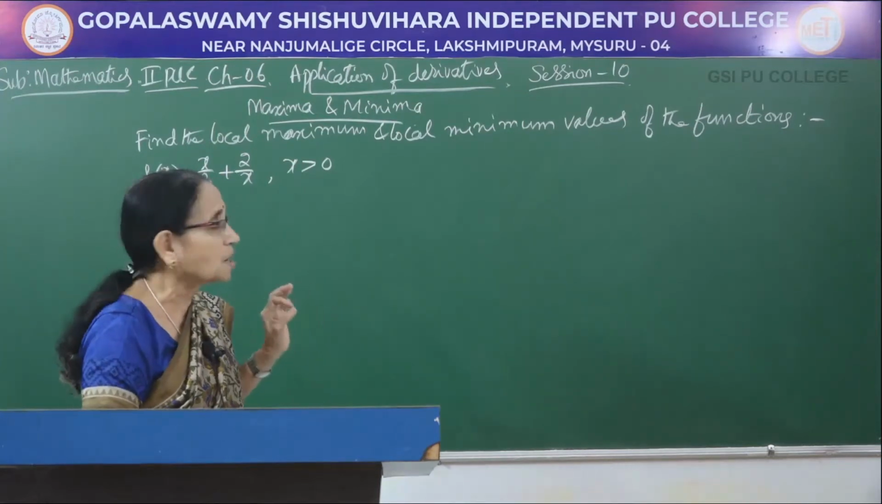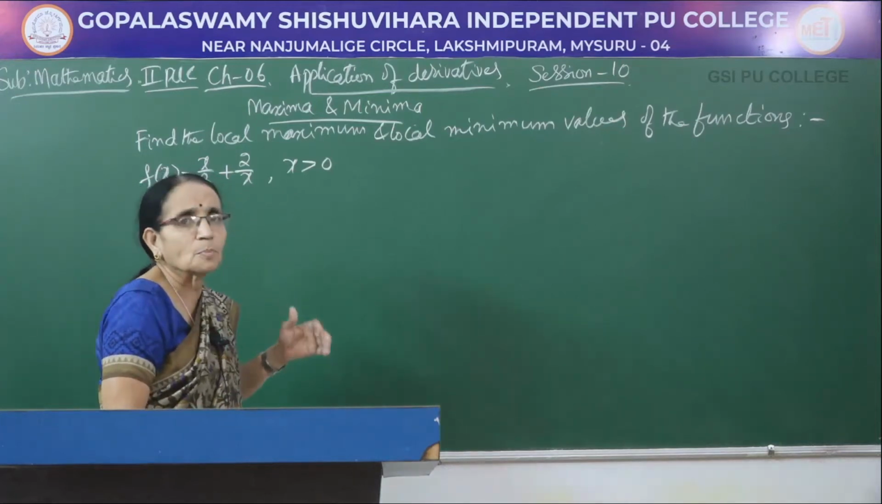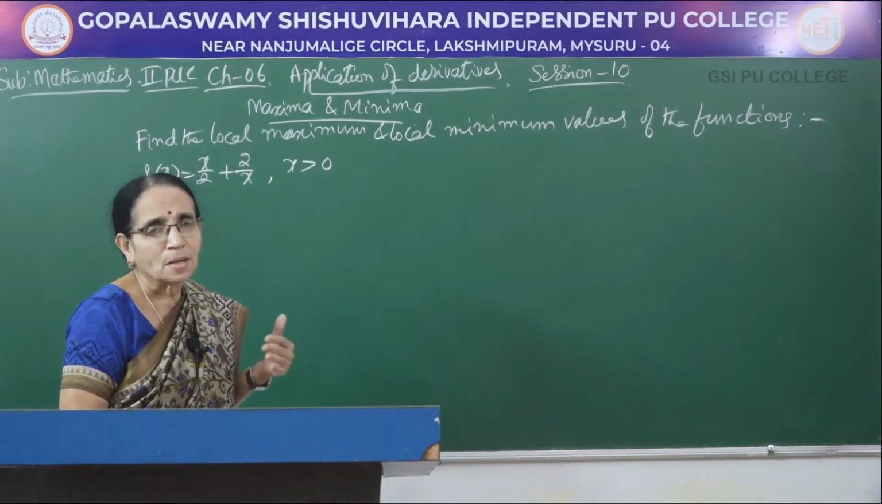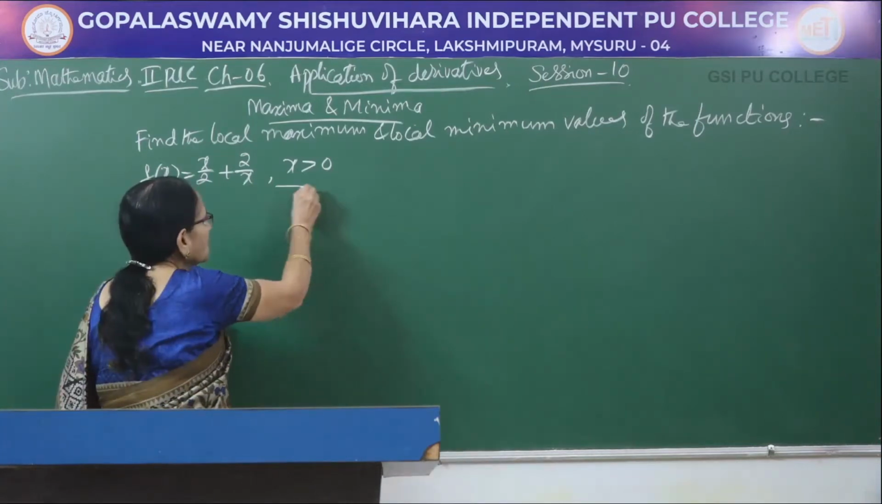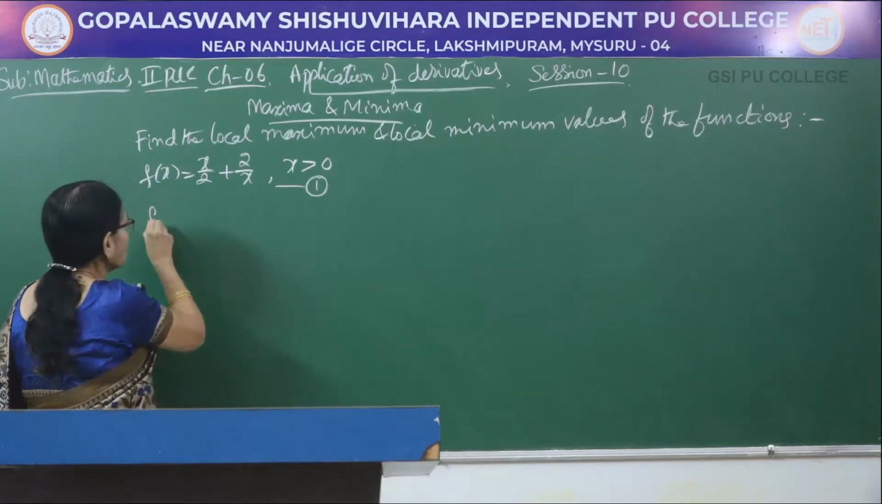That means x takes only strictly the positive values here. Now, what is the procedure here? The usual one. First we calculate the first derivative, then we calculate the second derivative. Take this as result 1. Now, let me find the first derivative.